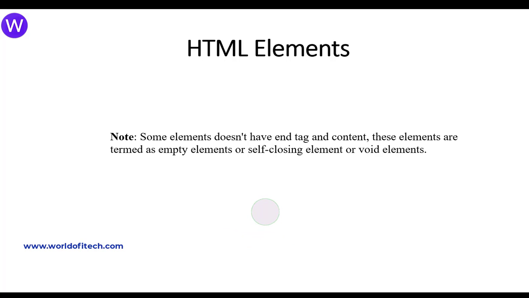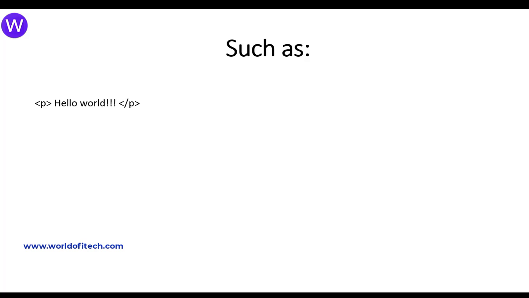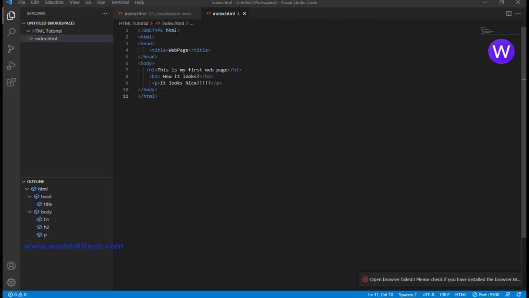These elements are termed empty elements, self-closing elements, or void elements. Example: doctype html, head, start tag title, My Web Page, end tag, start tag body, heading 1, This is my first web page, end tag, start tag heading 2, How it looks, end tag, start tag p, It looks nice, end tag, end tag, end tag.